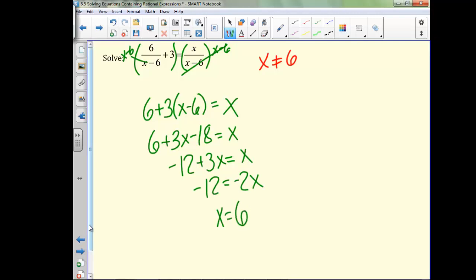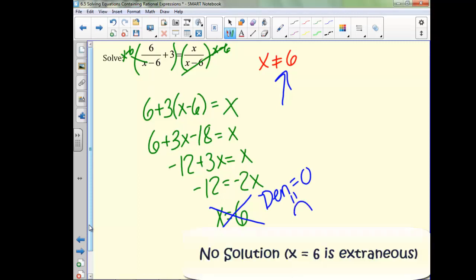Let's check it. Now notice, though, we said x cannot be 6. So that means this won't work, because if we did use that, our denominator would be 0, which we can't have, which means our answer is actually no solution.